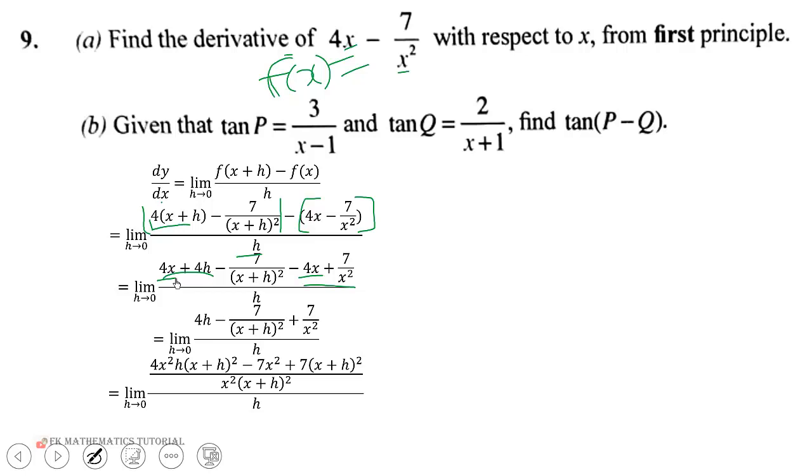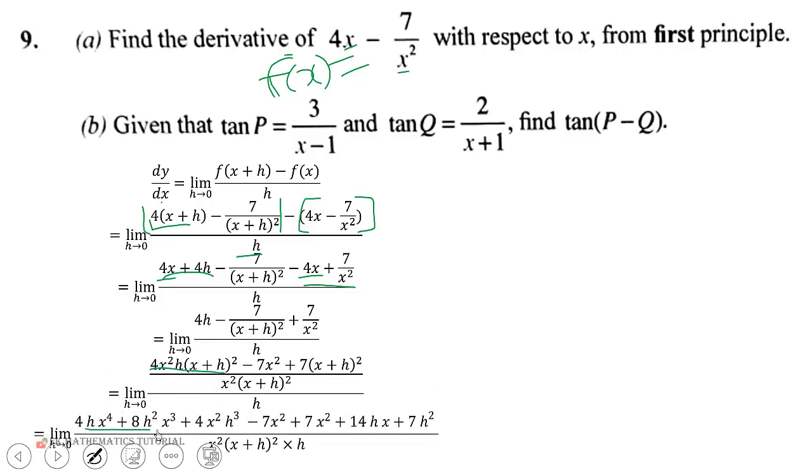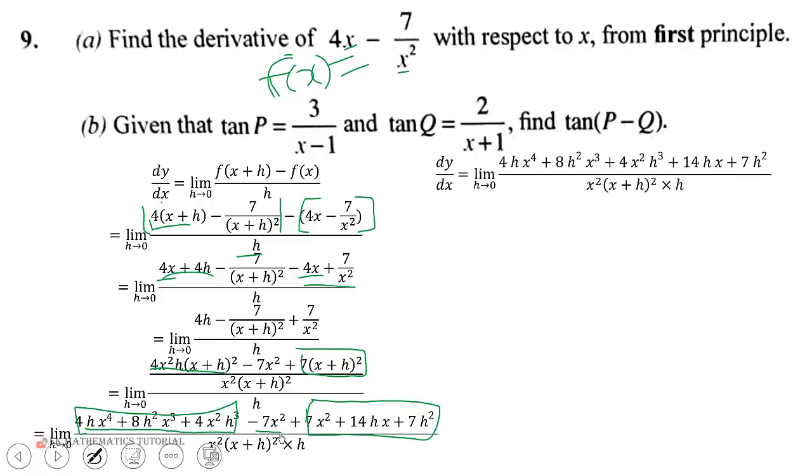What we have to do next is to expand. So when we expand this, we will obtain this expression here. And when we expand this also, we obtain this expression here. So we can now simplify further, as negative 7x and 7x squared will eliminate. And we have what is here.